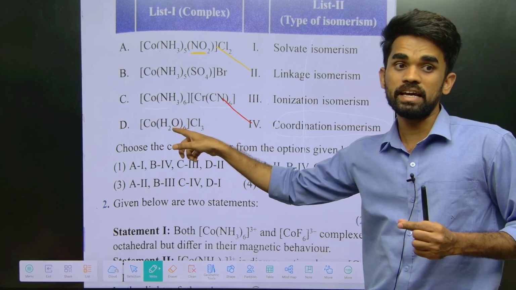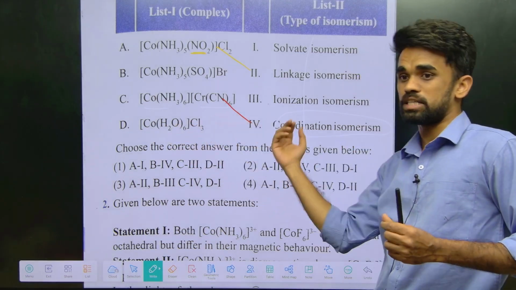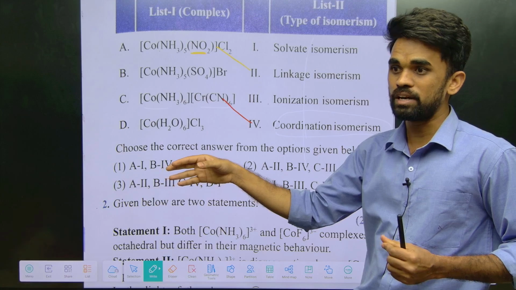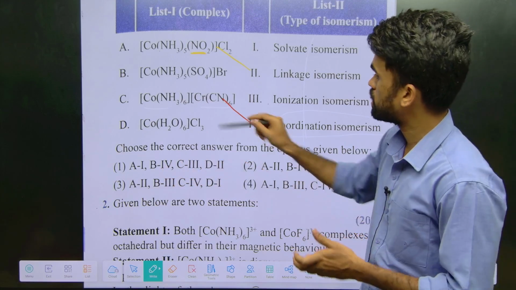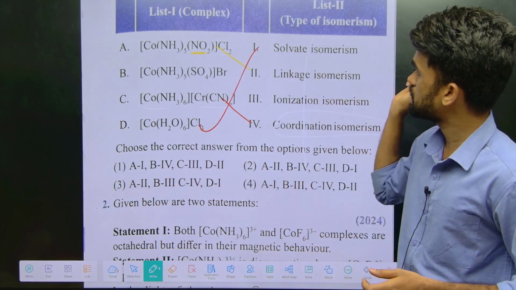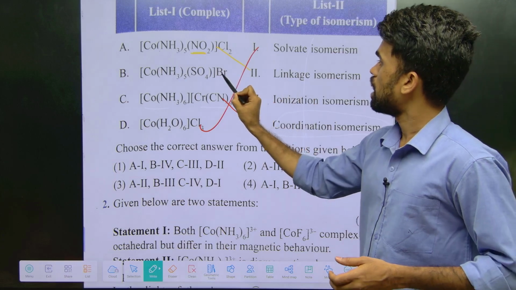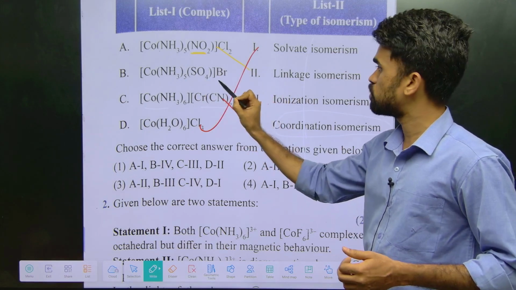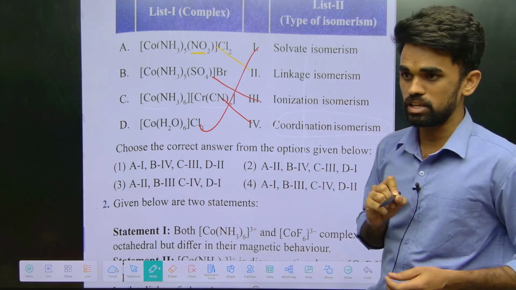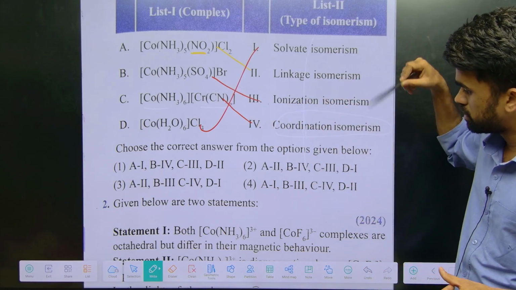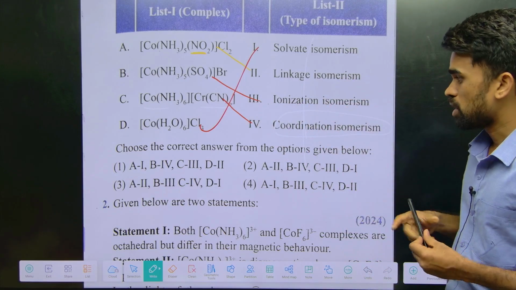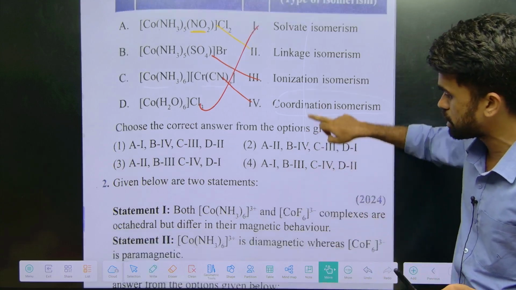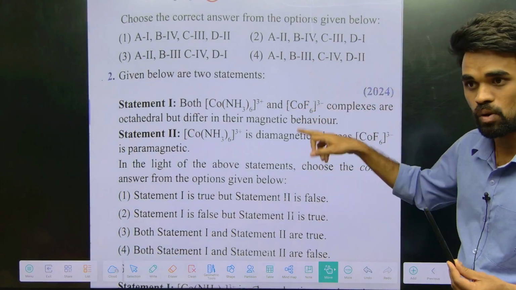Now if I change the water molecules from outside the sphere to inside the sphere, what will it give you? Solvate. So D1. Next, what is remaining? I can change Br inside and sulfate outside. That compound is what? Ionization. So as per that, what is your answer? C.